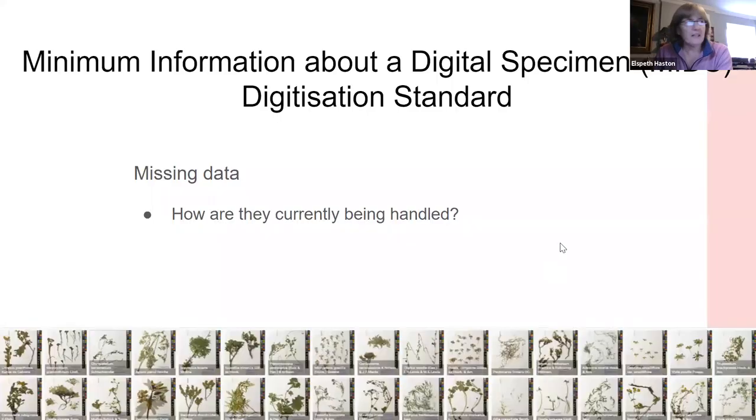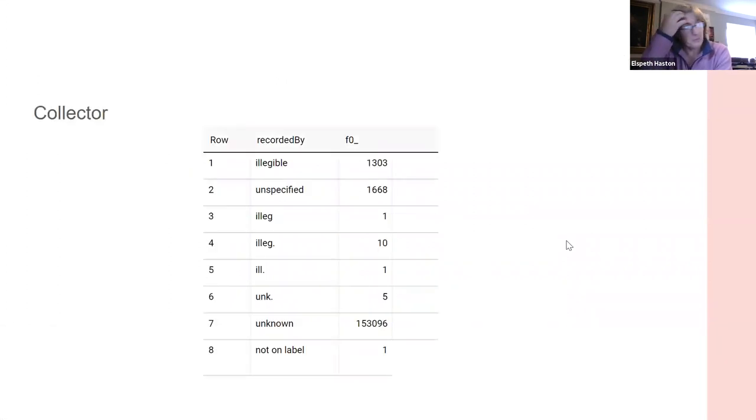So just to let you see, I had a look at some of the missing data to see what it looks like in GBIF. If we're looking at collector, and we look at the number of records that use these terms in the data field, you start to see what might be possible. And I know in ISDIG there was a paper on looking at missing data, how to handle missing data. I think this is something we need to look at, how we manage this.